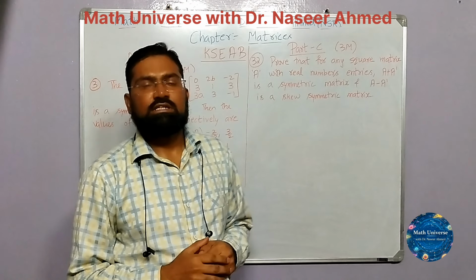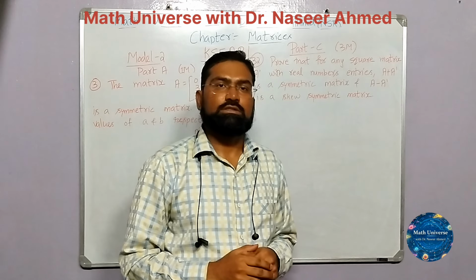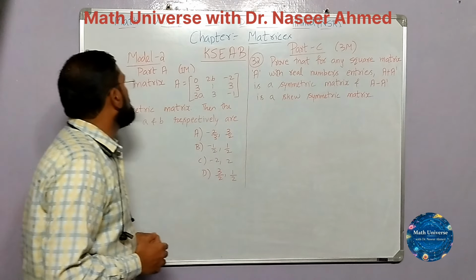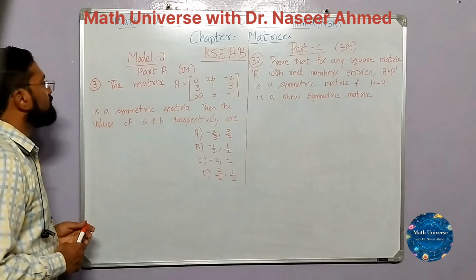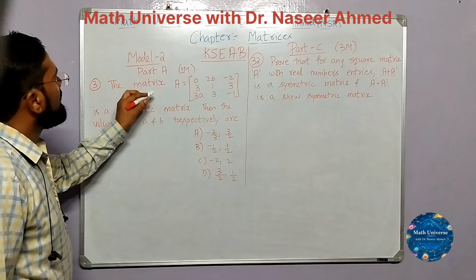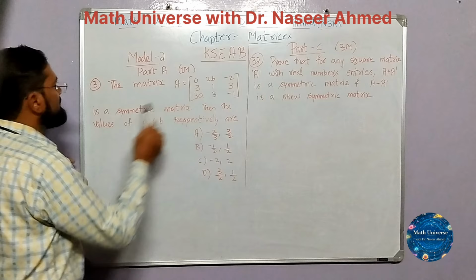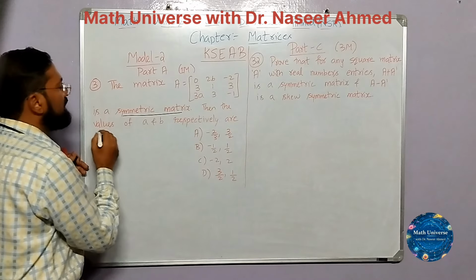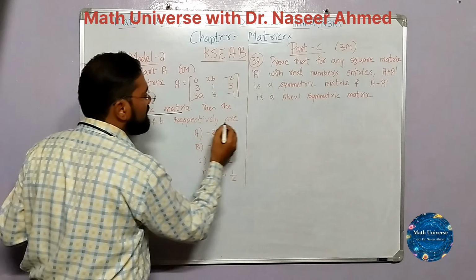Yes, my dear students, let us move on to the model paper number 2, again on chapter matrices. Coming to model paper number 2, part A, question number 3, which is a 1-marker question. Question says, if the matrix A is given by this is a symmetric matrix, then the values of A, B respectively are.